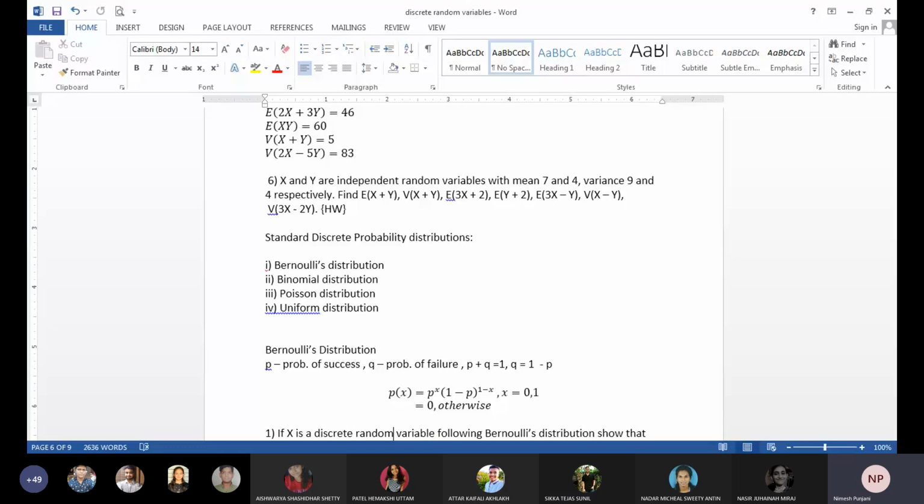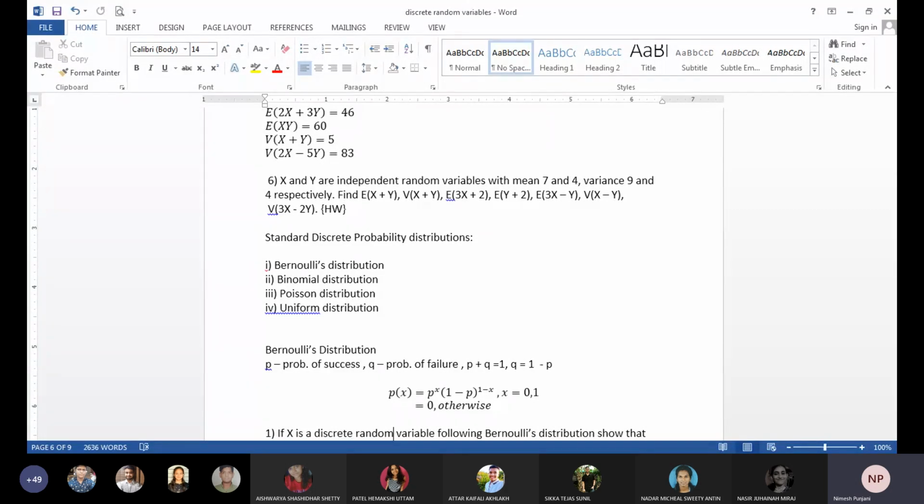What is the formula for the Bernoulli distribution? P of x, that is probability of X equal to x, is P raised to x into 1 minus P raised to 1 minus x, provided x is 0 or 1, and it will be 0 otherwise.